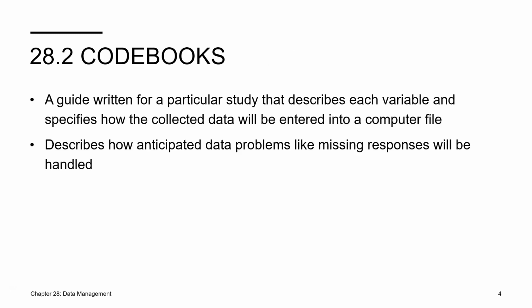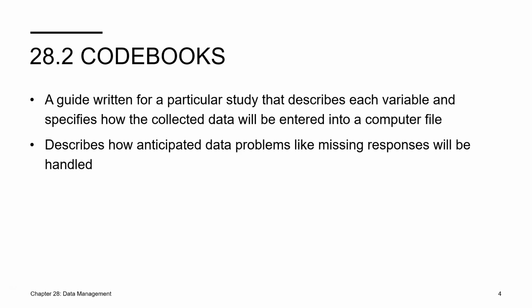Section 28.2 covers codebooks. A codebook is a guide that is written up for a particular study that describes each variable and specifies how the data are collected and entered into a computer file. So this can be in, say, a Microsoft Word or a PDF format. It could also be in Excel format. It describes how anticipated data problems like missing responses will be handled.